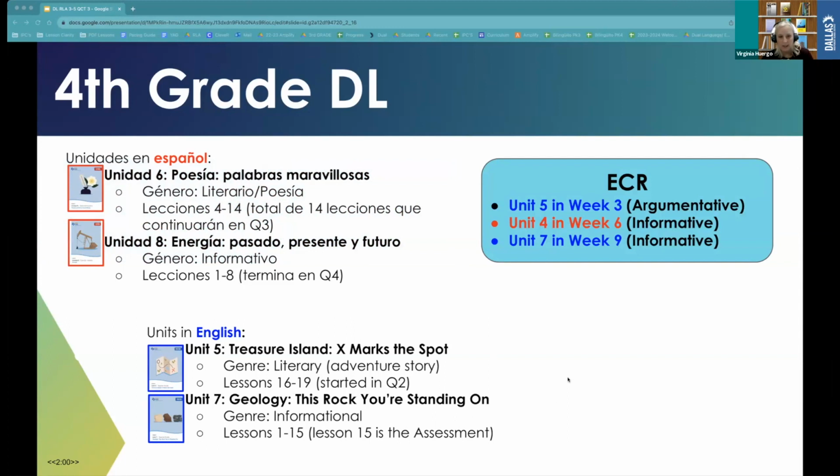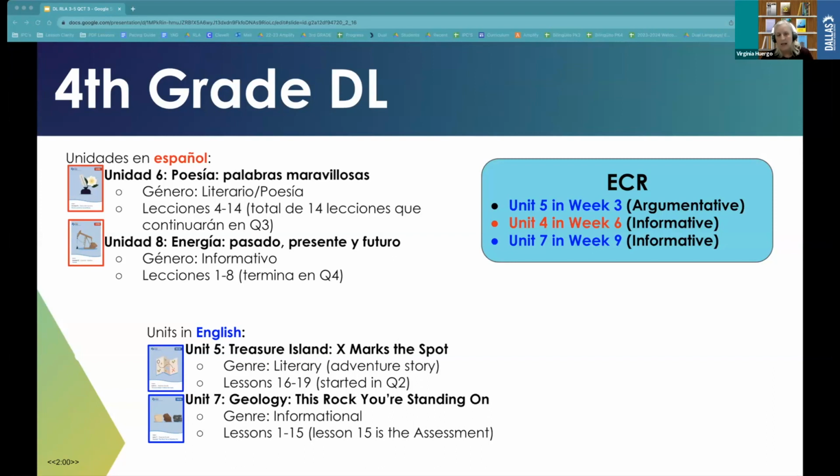Regarding the units in English, you have unit 5, you will continue with Treasure Island and finish the last lessons, which are related to the writing project. And for unit 7, geology, these rocks you're standing on, mostly the genre is informational. You will be doing lessons 1 through 15 being the last lesson, an assessment. The culminating activity is research. They will be researching on a geological feature.